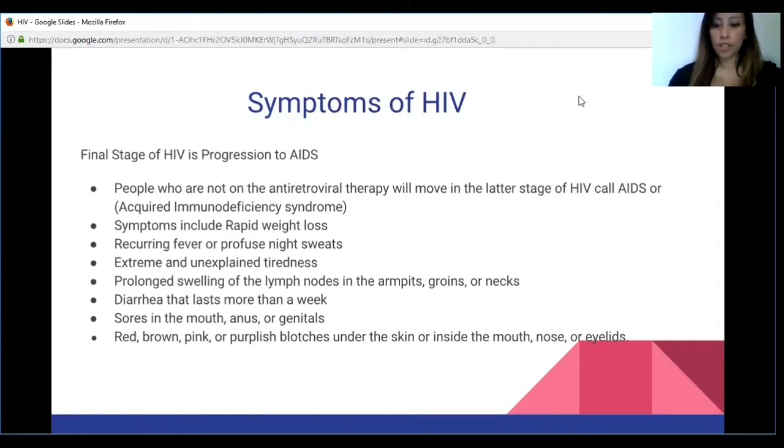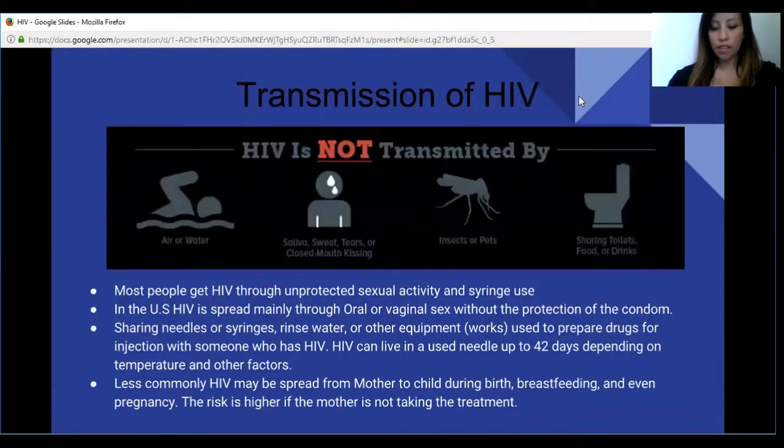It's also important to understand the transmission of the HIV virus. There's a common misconception that HIV is transmitted through saliva, sweat, tears, closed-mouth kissing, or sharing foods or drinks, and that is not true. HIV is transmitted through unprotected sexual activity and syringes used. In the US, HIV is spread mainly through oral, vaginal, or anal sex without the protection of a condom, or by sharing needles, syringes, rinse water, or other equipment used to prepare drugs for injection with someone who has HIV.